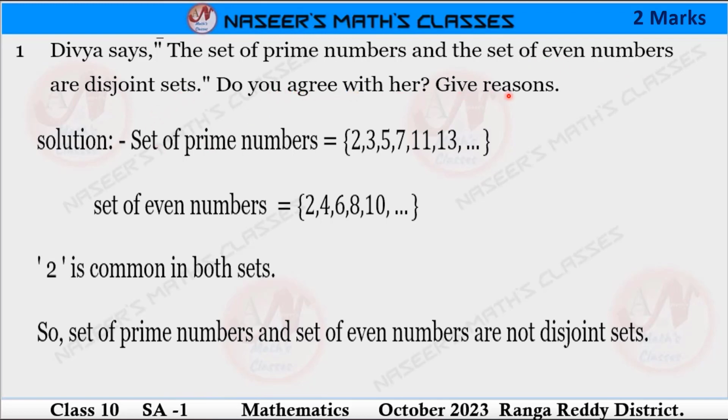Give reasons. So to solve this one, first we have to write the set of prime numbers as 2, 3, 5, 7, 11, 13 and so on, and the set of even numbers as 2, 4, 6, 8, 10 and so on. In these two sets, 2 is a common number. So the set of prime numbers and the set of even numbers are not disjoint sets because 2 is a common element in both of the sets.